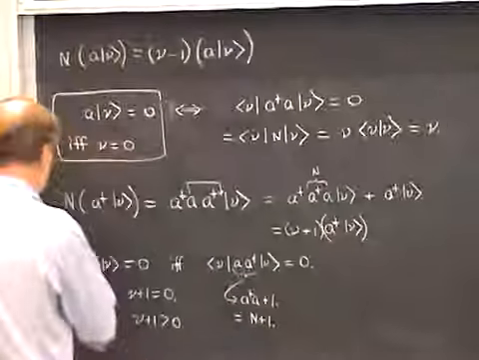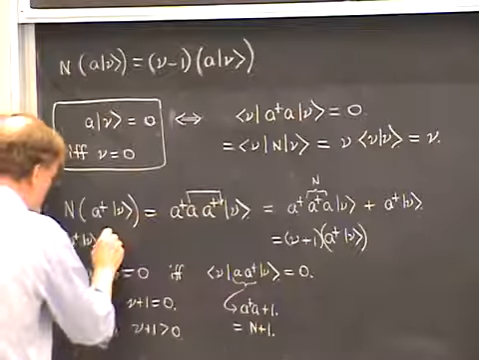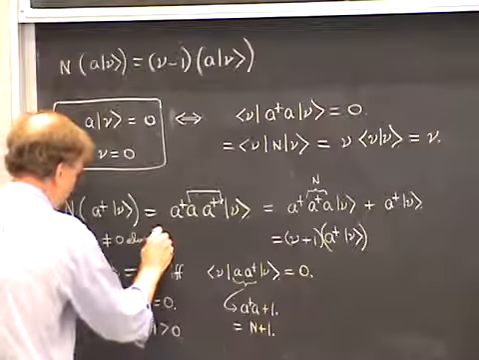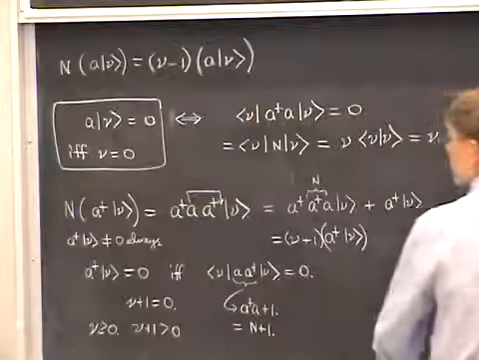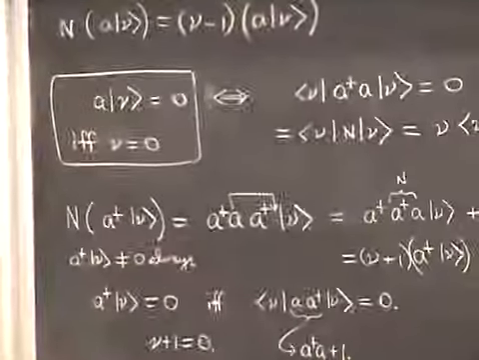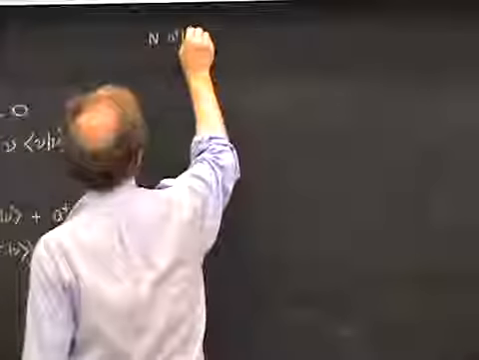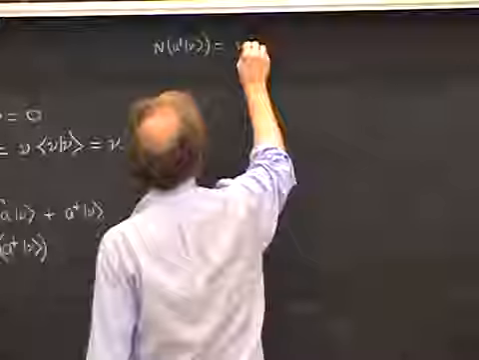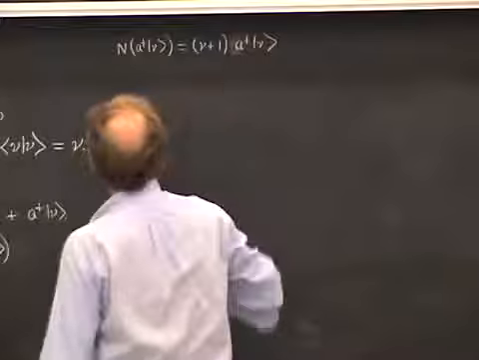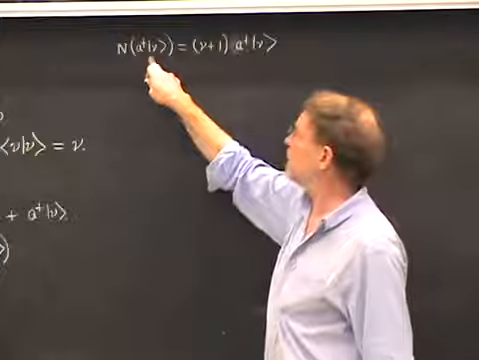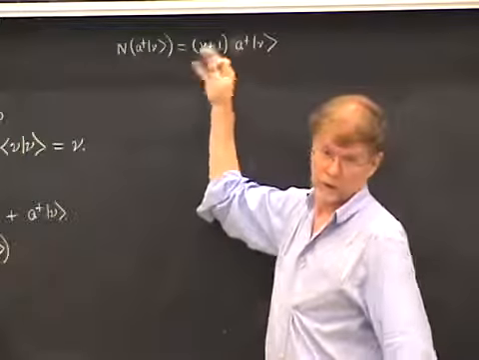So we're going to write this. A dagger nu is not equal to 0 always. So let me box this part. Let's write it this way and say that n acting on A dagger nu is equal to nu plus 1 times A dagger nu. And to put it in words, if nu is an eigenstate of n with eigenvalue nu, then A dagger nu is always an eigenstate with eigenvalue nu plus 1, with no restrictions.